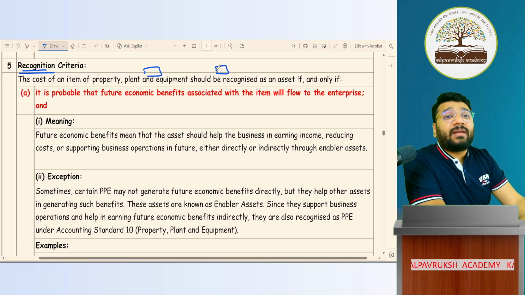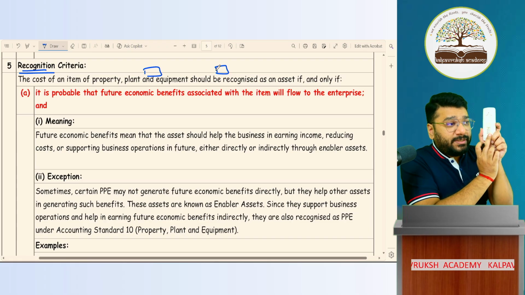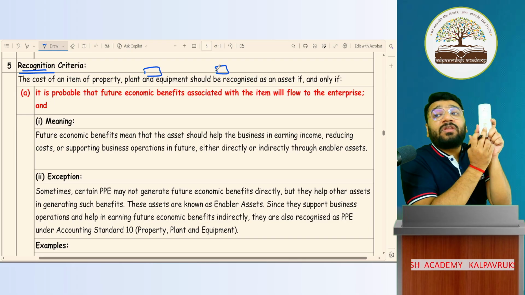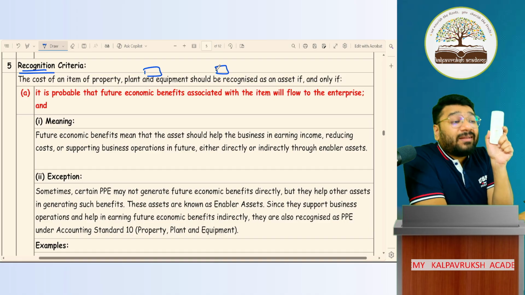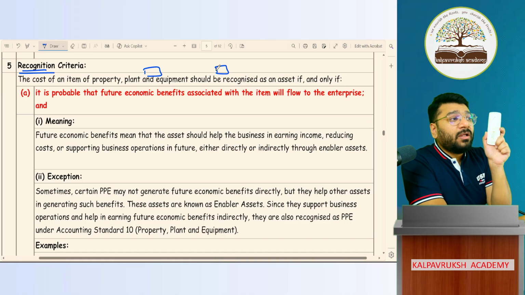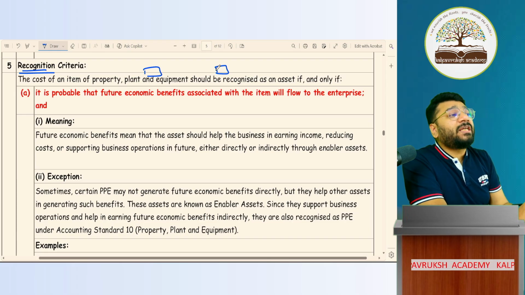What is the meaning of initial recognition? This PPE, when I purchased it today, initially for the very first time, how to account? For that, the conditions are there. That condition only I'm going to discuss. Got it, not got it? So what are the two conditions for initial recognition?